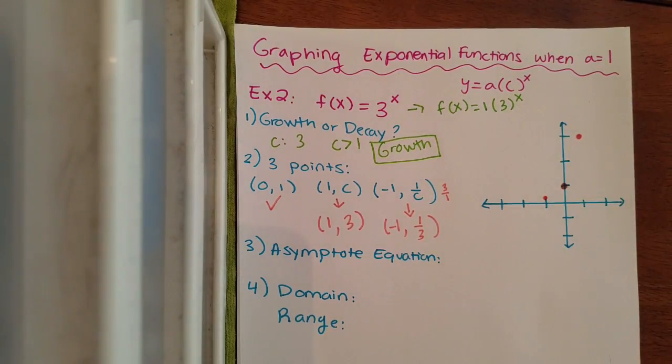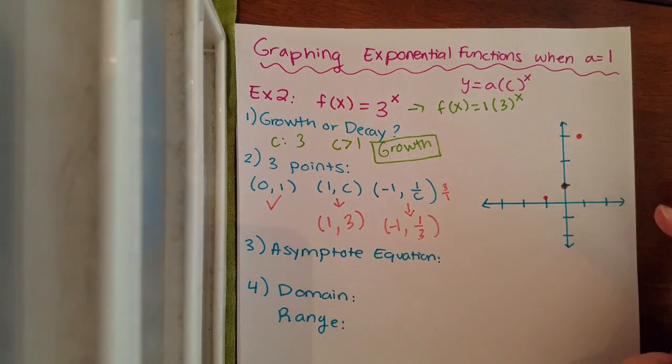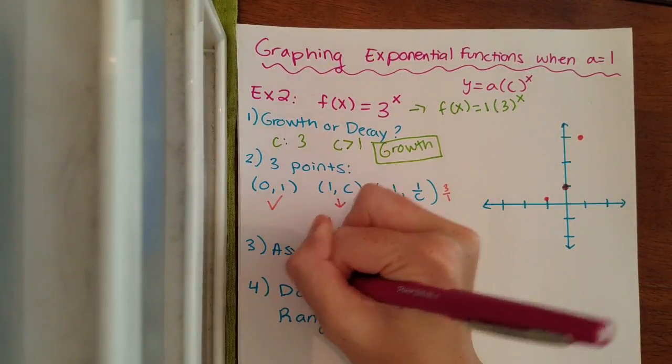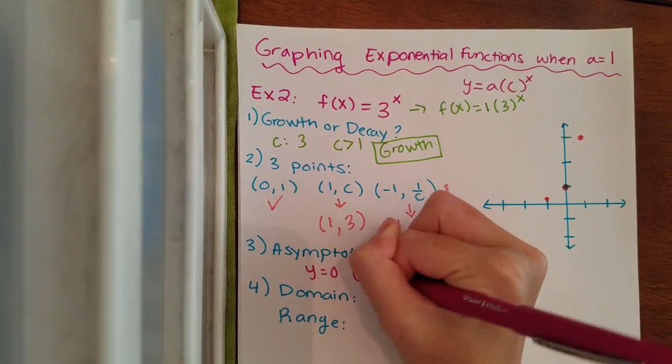Alright, now before we connect our dots, we have to remember what our asymptote equation is. So our asymptote equation, anytime we have exponential graphs for now, is always sitting on the x-axis, which is the equation y equals 0. So that's our x-axis.